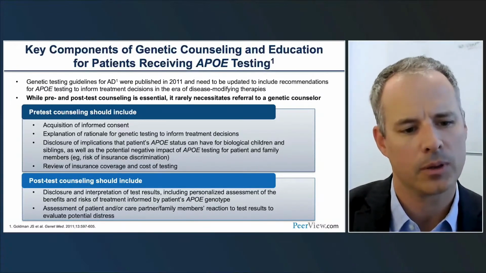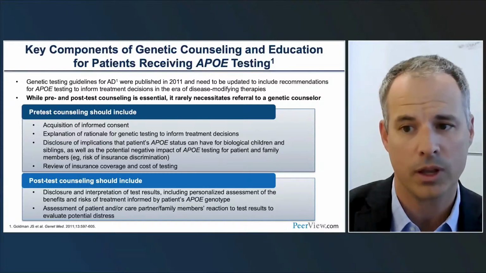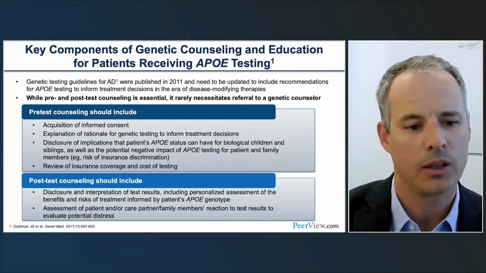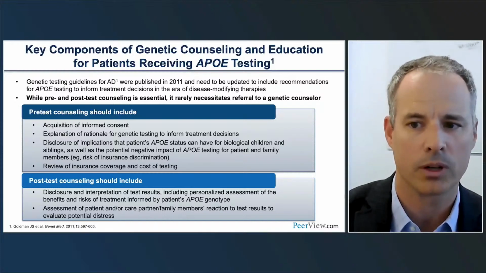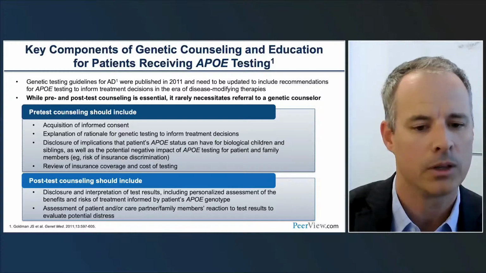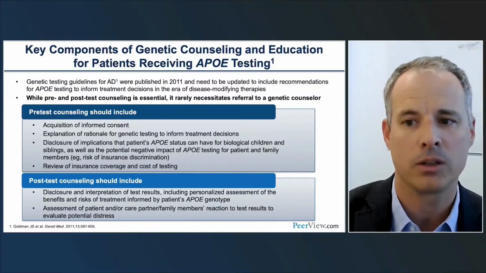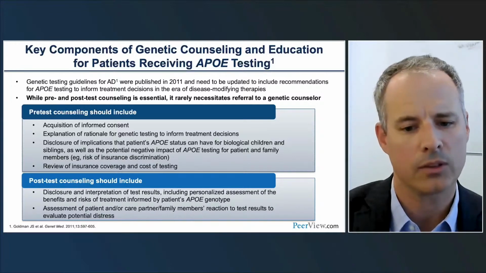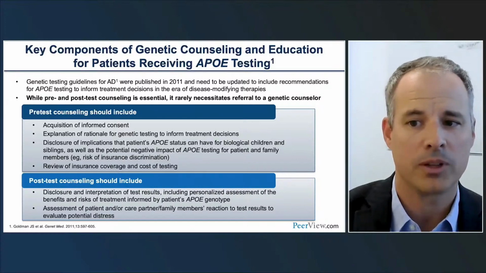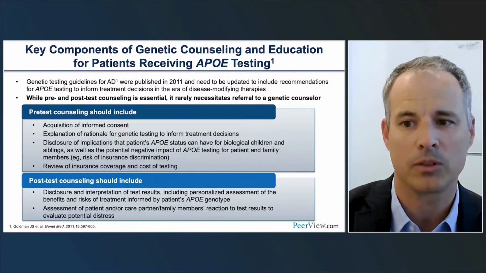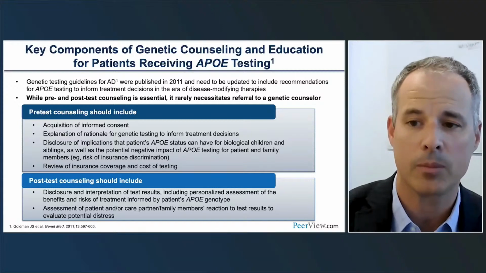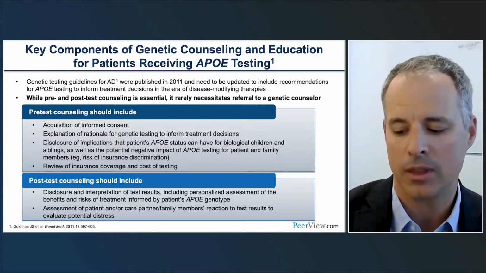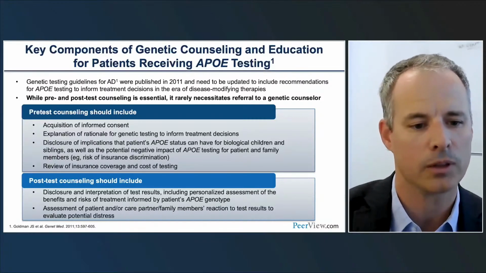After the test has been completed, counseling should include disclosure of the test results, including a personalized assessment of the benefits and risks. So this is where one can consider the numbers that Sharon told us about in the discussion with the patient about their personal risks and potential benefits from these treatments, and to understand their reaction to these test results and evaluate for potential distress. Usually the patient has already been diagnosed with Alzheimer's disease, so there may be minimal distress in the patient, but this is often focused on family members who may ultimately find out that they potentially have risk of having an ApoE4 allele.